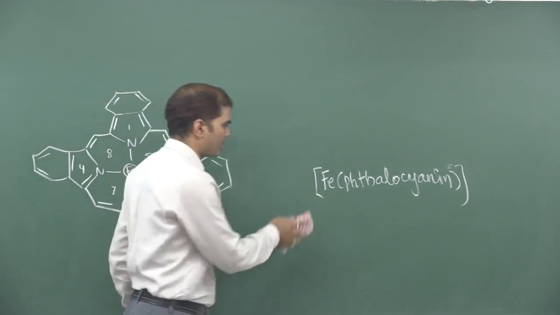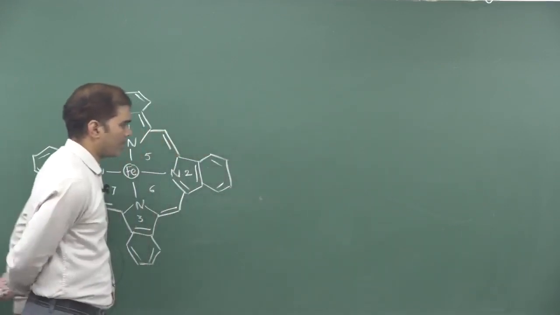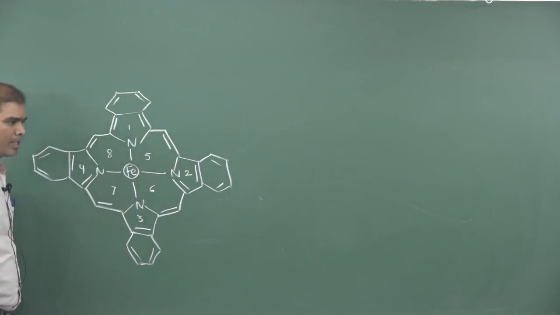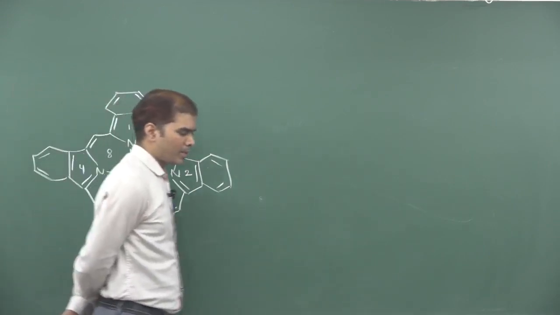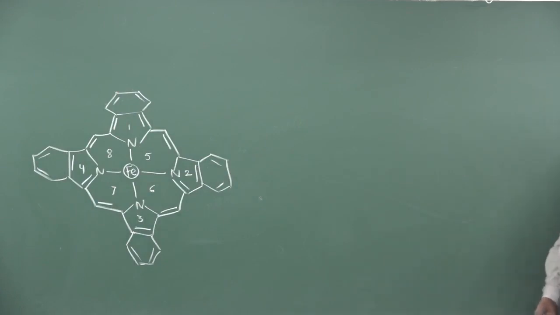This is iron phthalocyanine. You also have cobalt phthalocyanine. Metal will change. Metal is changing, but the number of rings remains the same. Oxidation state is taken as +2 for the metal, because phthalocyanine is taken as -2.